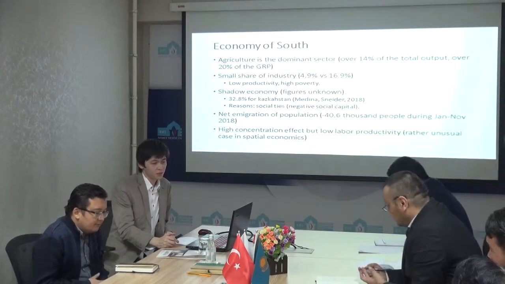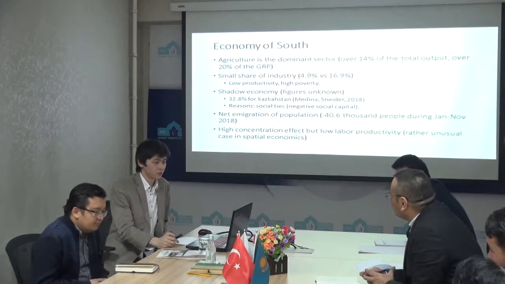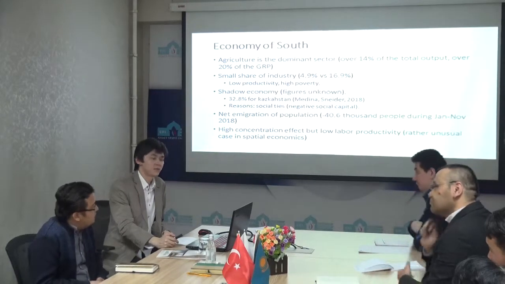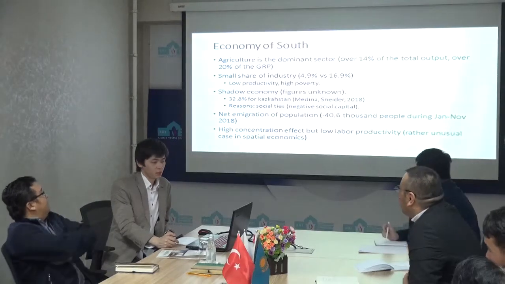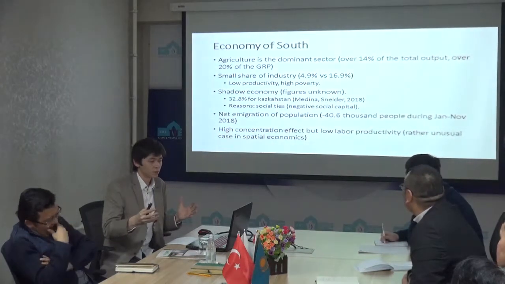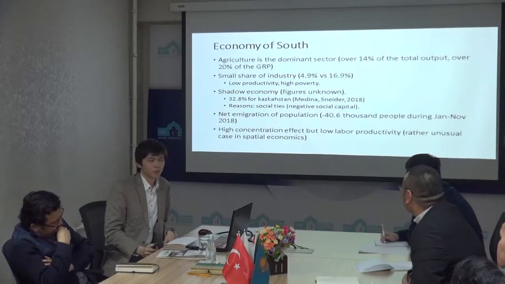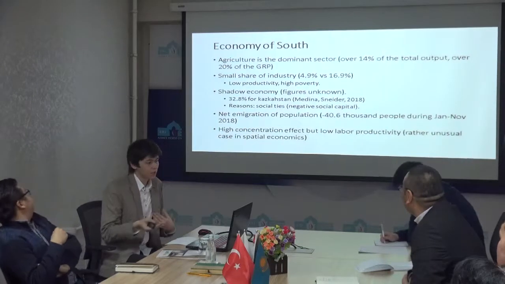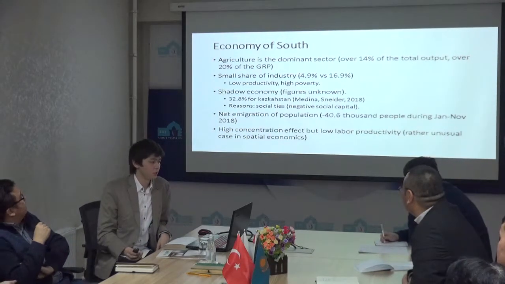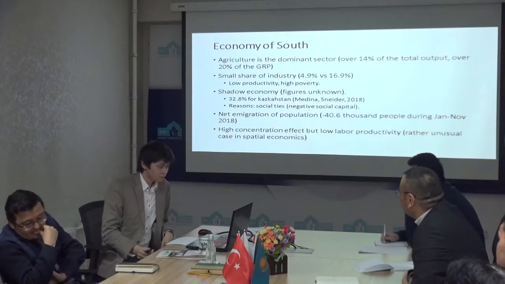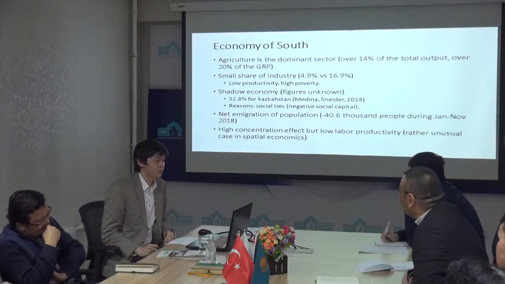In terms of industry, it has a very small share in comparison to the rest of the country. About 4.9% of its GRP is industry, whereas for the country in total it is almost 17%. As I mentioned before, there is low productivity in most of the sectors, especially in agriculture, and high poverty ratios, and shadow economy. That's another important point in southern Kazakhstan.